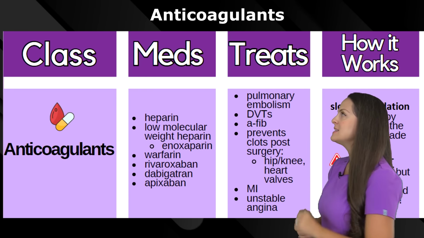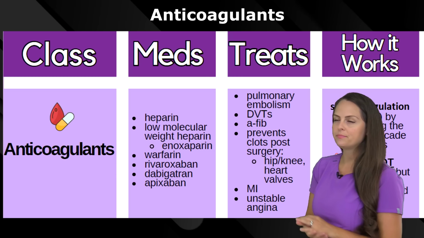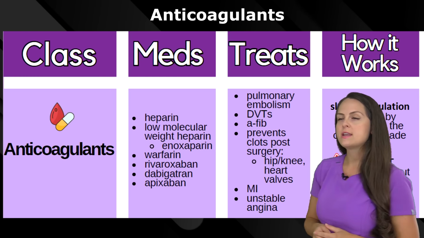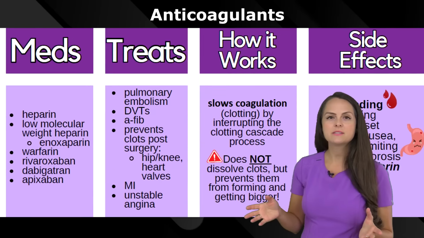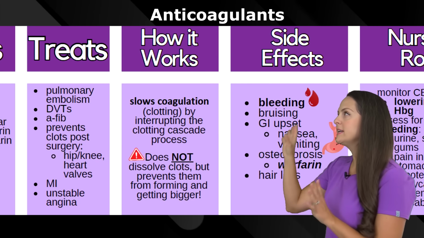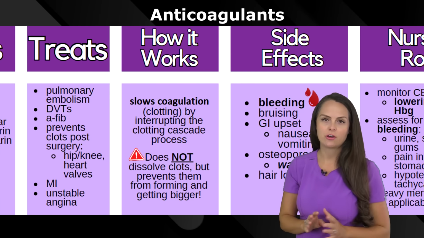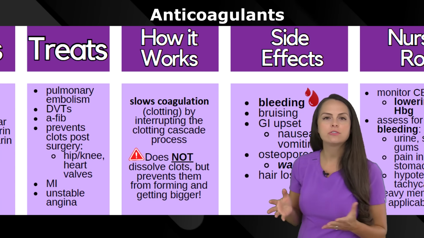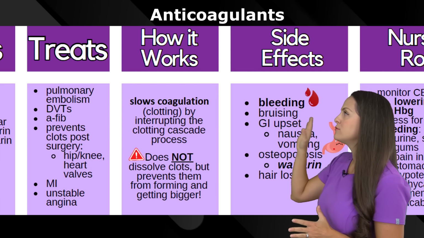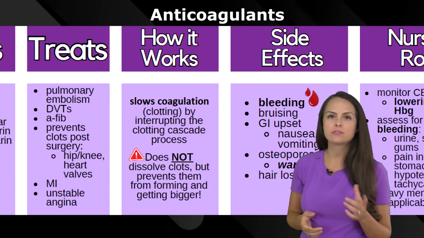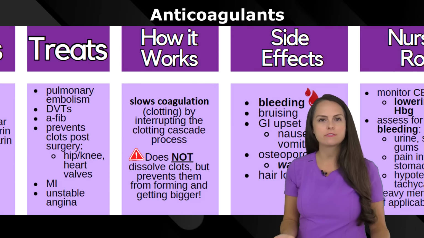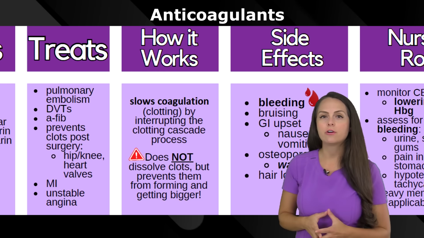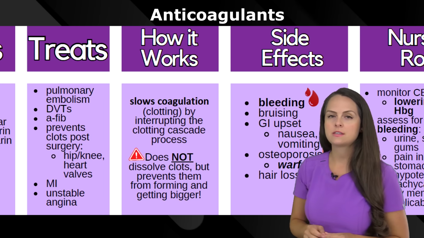Now, medications in this medication class include heparin, low molecular weight heparin, which is enoxaparin, warfarin, and rivaroxaban. So what are these medications going to treat? Well, they're going to treat conditions that have issues with clots. For instance, like pulmonary embolism, deep vein thrombosis, atrial fibrillation, or after surgery to prevent clots from forming, like those surgeries where you unfortunately have the risk of clots developing, like hip and knee surgery, and whenever a patient's had a myocardial infarction or they're experiencing unstable angina.